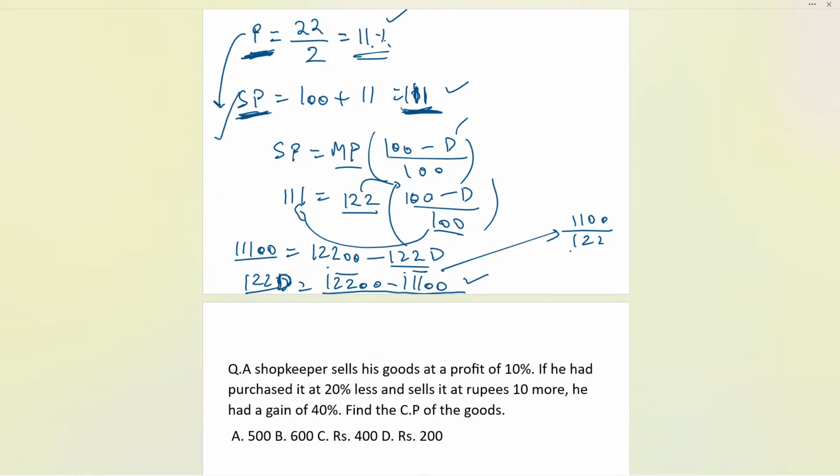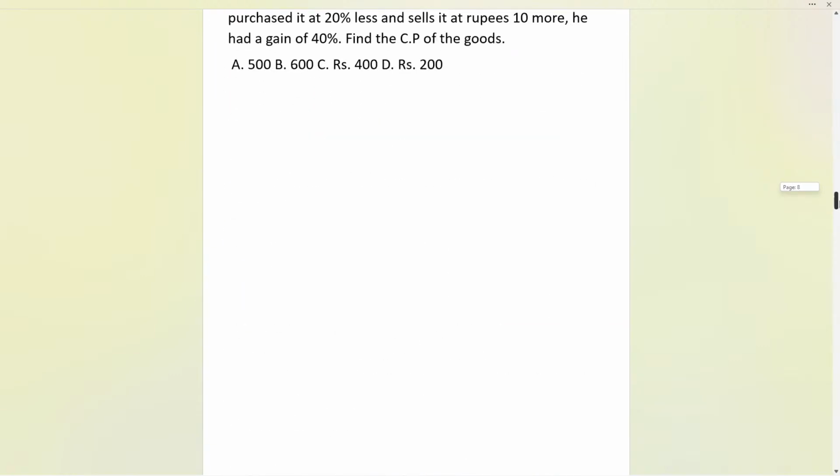You can see that if I multiply 122 by 10, we get 1220. So it is very close to 9%, that will be the answer. I hope it is now clear. So that's why we can approximately get D as the answer. Next question, 1 minute to go.